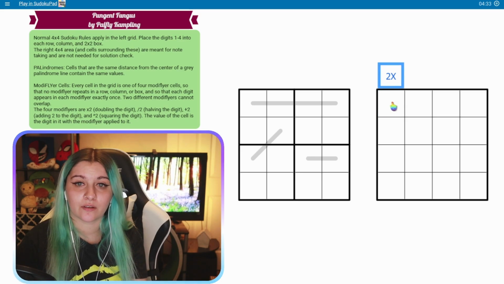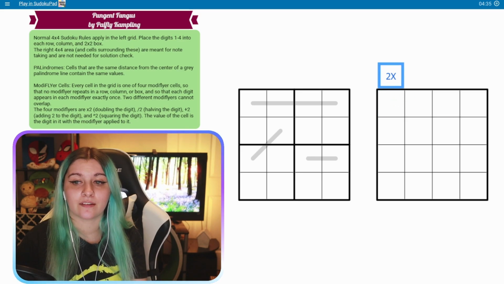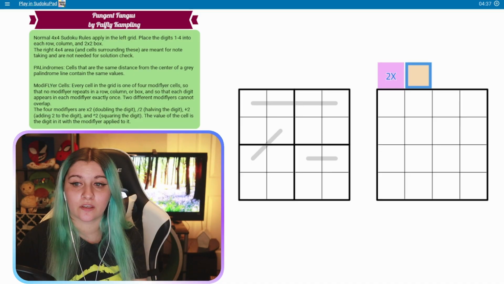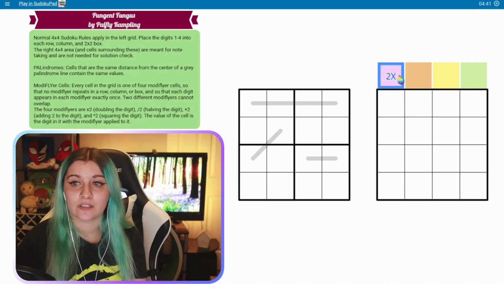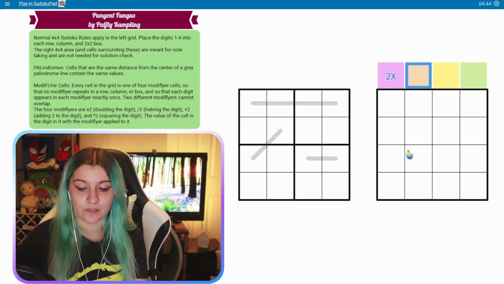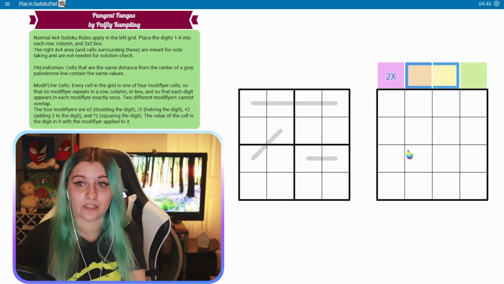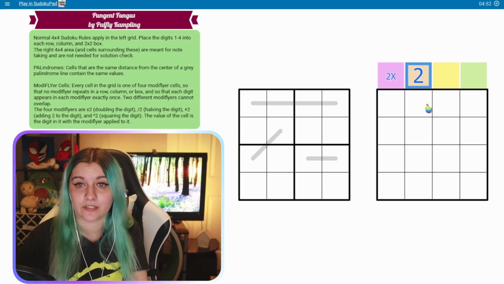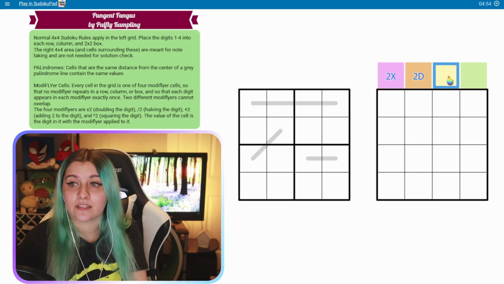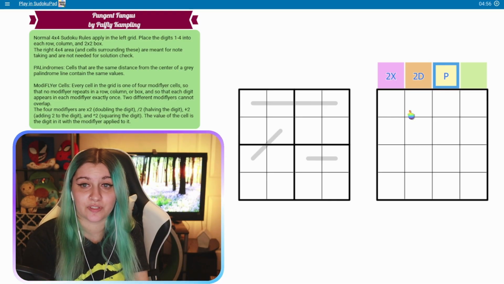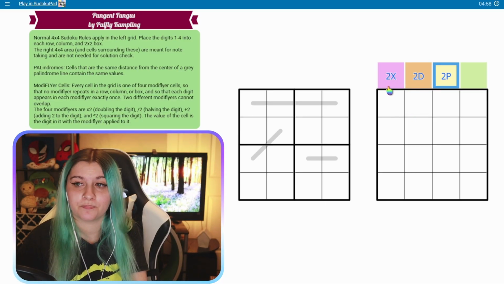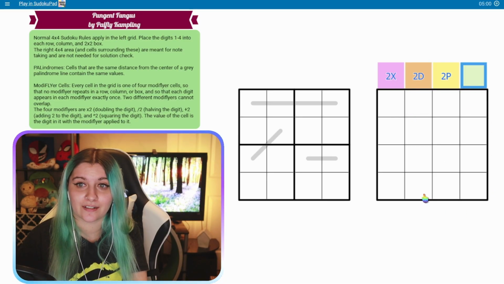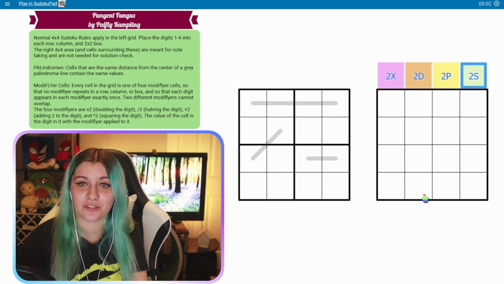Maybe I should color code a system. I like that idea better. Let's use pink, orange, yellow, and green. So pink is going to be times 2. Orange is going to be divided by 2. I'm going to put a D there for divided. That's the easiest way for me to think about it. Divided by 2. This is going to be plus 2. So I'll do a P2 and squared. I should probably change this to an S2 for squared.